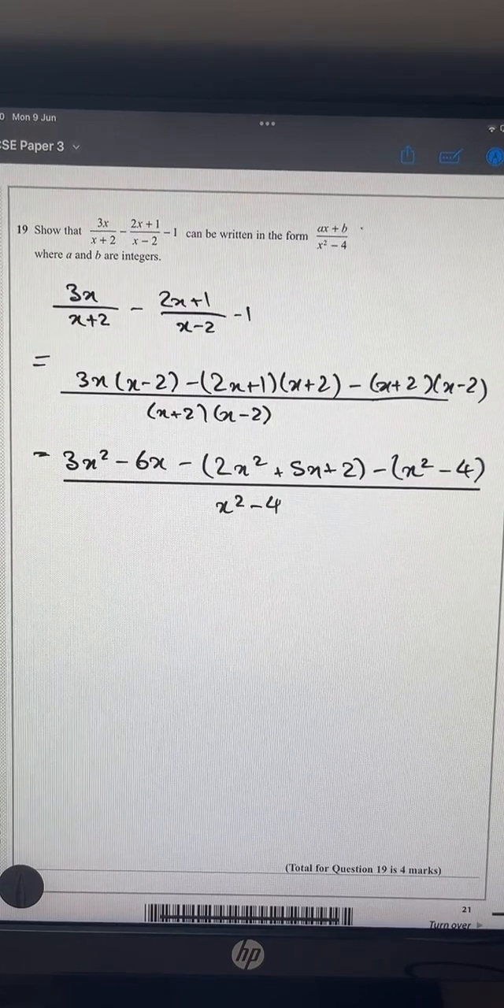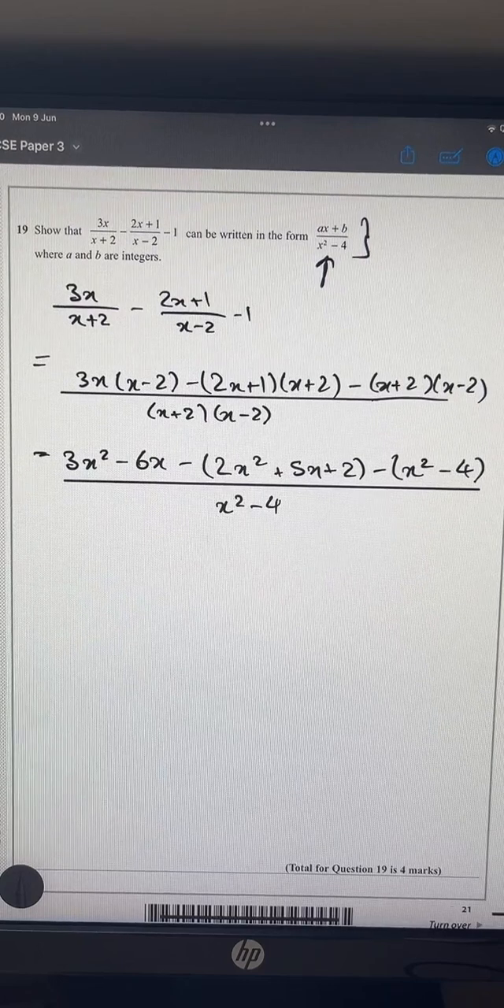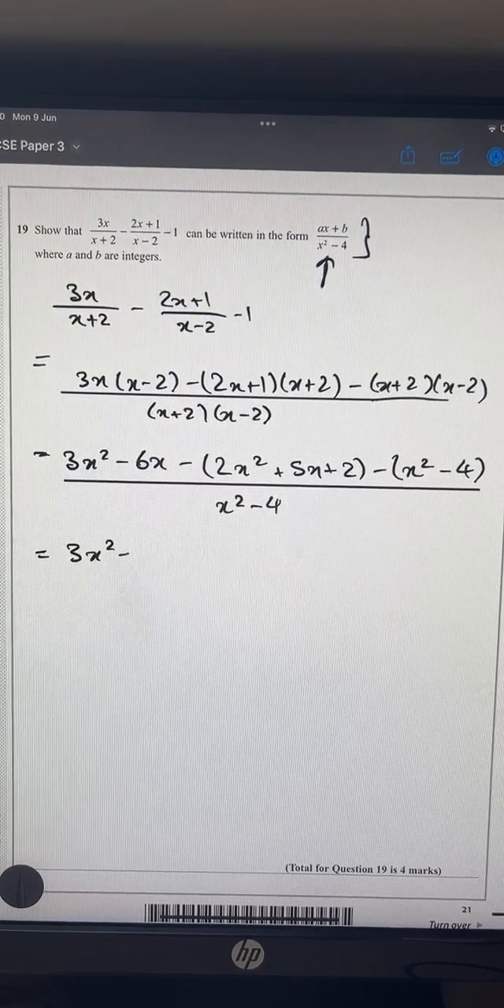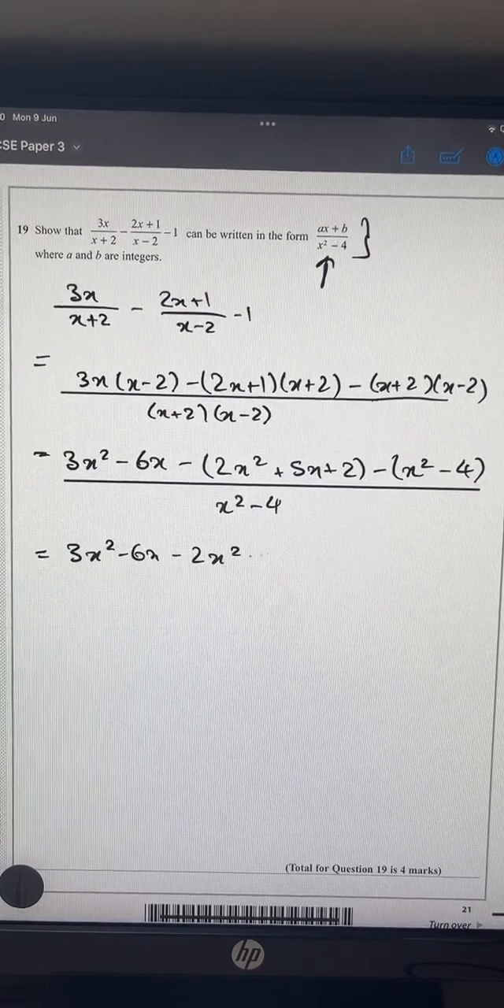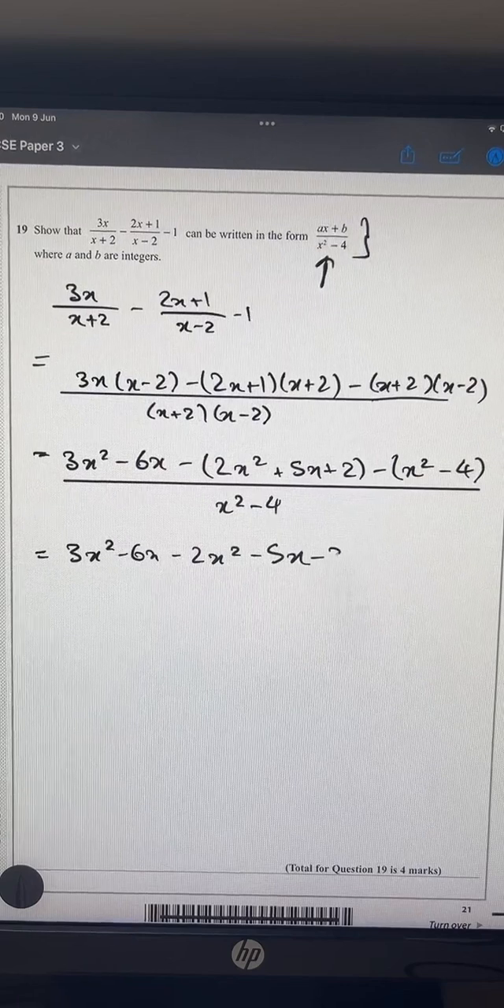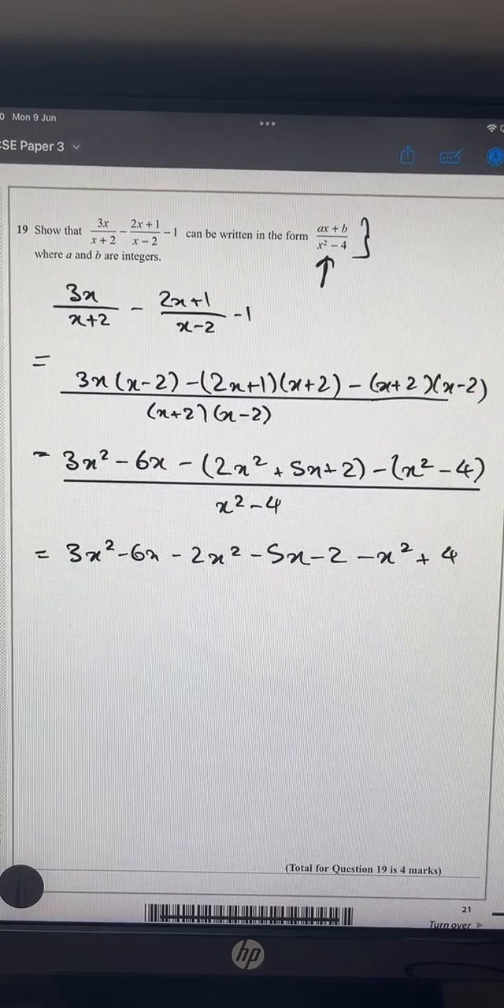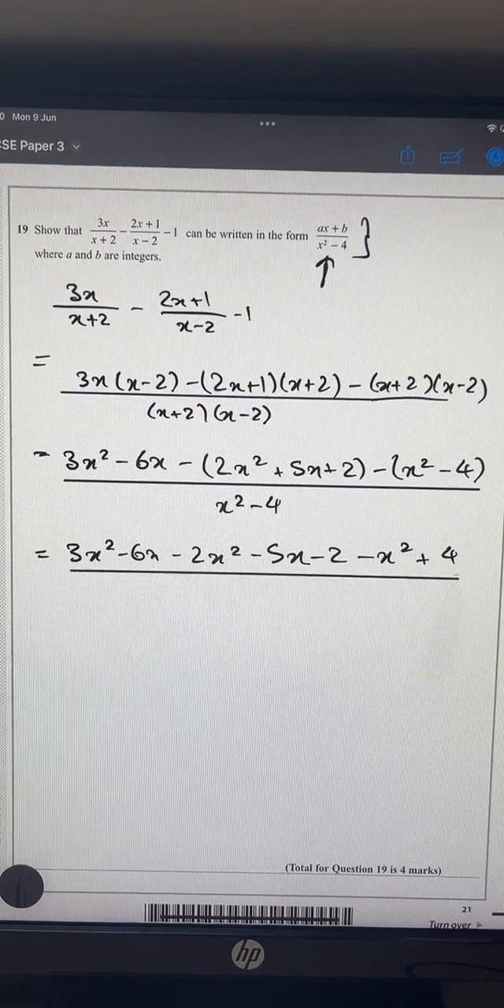And hey, I'm looking at this denominator here, and I'm looking at this. I'm on the right lines. It's looking good so far, yeah? Now we're going to expand out by multiplying through by a negative. Negative means swap the sign. So 3x squared minus 6x. Just swap the signs. So 2x squared was positive, it's going to be negative now, right? Minus 2x squared. Minus 5x minus 2. Swap these. Minus x squared. Now this was negative, that's going to become positive, right? So that's plus 4 all over x squared minus 4.